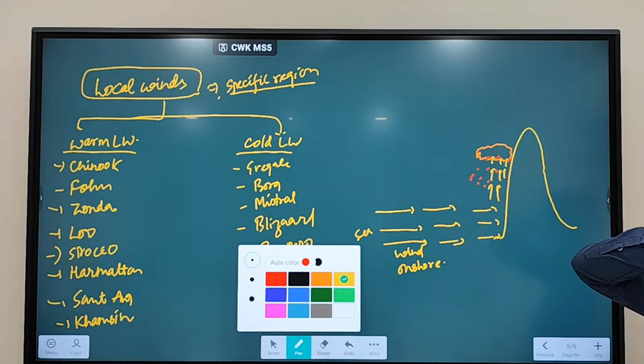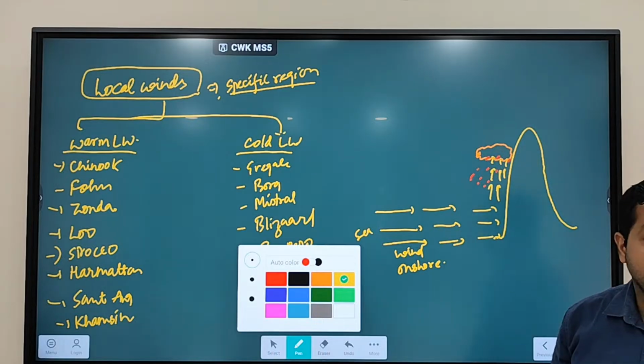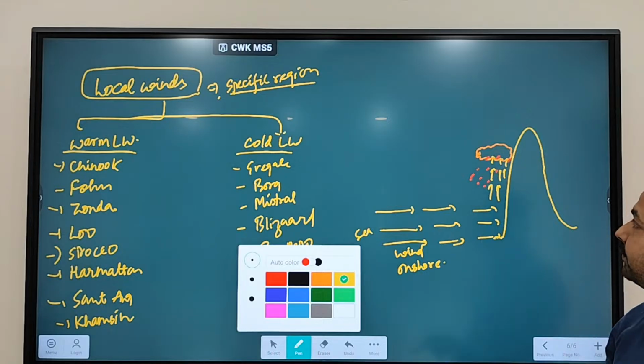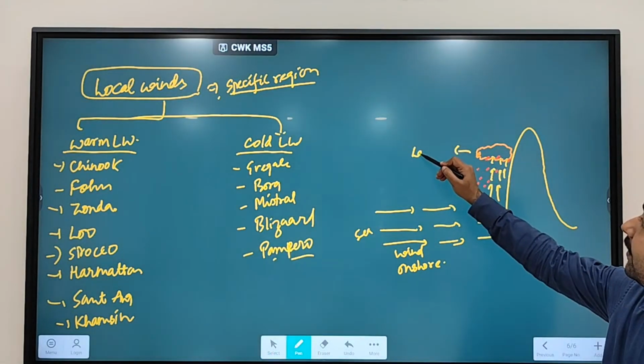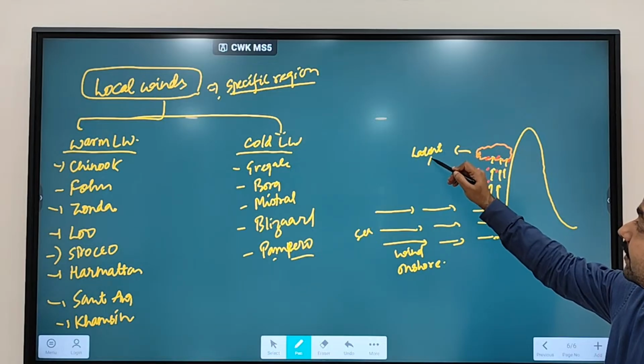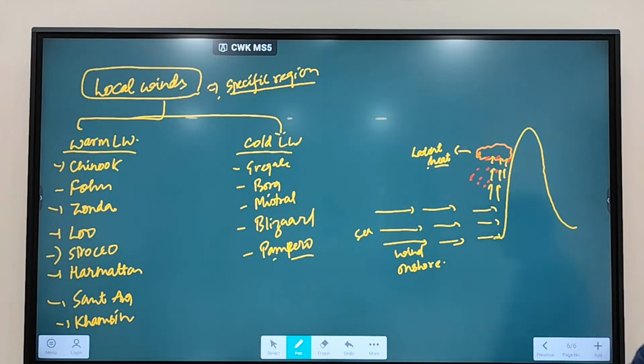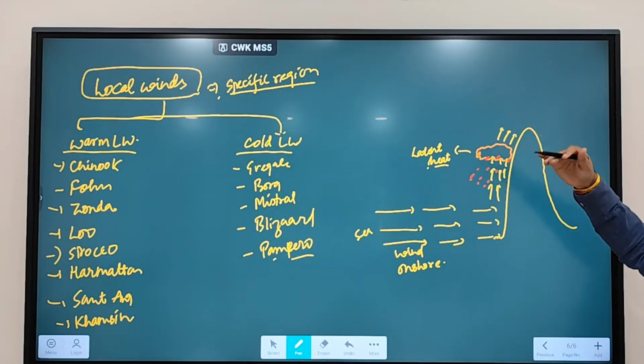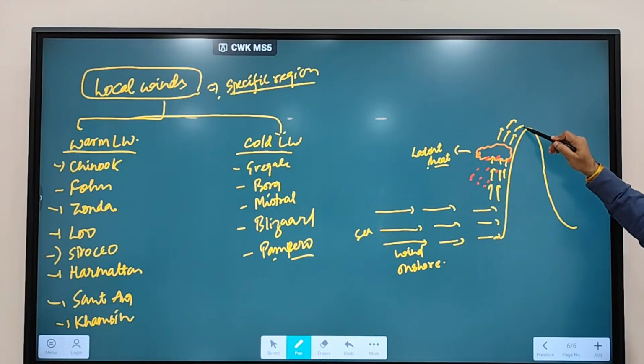And as we discussed, whenever condensation happens, which heat is being released? Latent heat. Last class we discussed latent heat is released whenever condensation is happening. So when latent heat is released, it is going to heat the wind further. When it heats the wind further, what will happen? The wind has to further rise up.